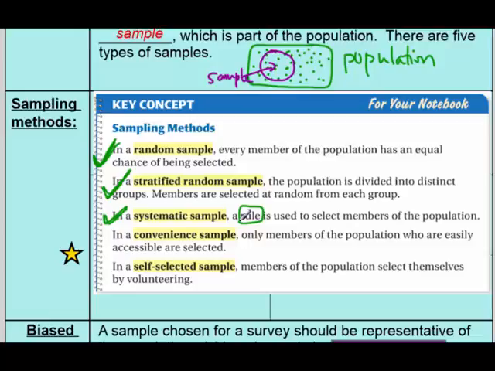Okay? Fourth one, convenience sample. Only members of the population who are easily accessible are selected to take my survey. So what this means is, if I'm going to take my survey of favorite subjects in middle school, a convenience sample would be if I just surveyed all my classes. Okay, the classes that I teach.